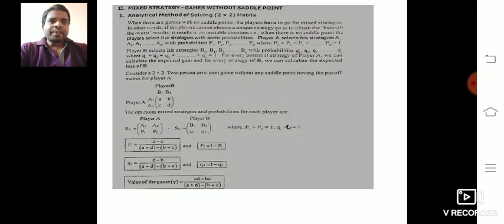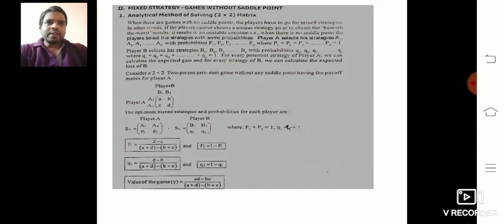Okay, keep it in mind, the maximin minimax principle you can use for the problem where the saddle point exists. Now the analytical method you can use for the problem without any saddle point. The analytical method we can apply only for a matrix of 2 into 2 order.